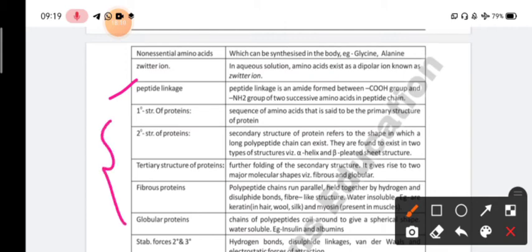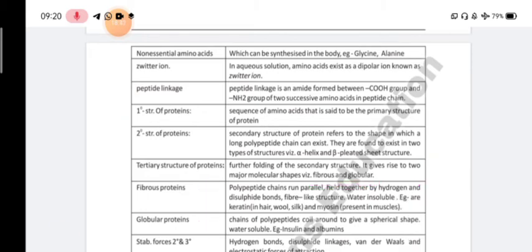It is not that hard. Of 1 degree, 2 degree and 3 degree, that is the tertiary structure of protein. The 1 degree structure is mainly the polymeric structure, and the sequence of amino acids is called the 1 degree structure. In the secondary structure, alpha and beta helices are found, and in the tertiary structure, the folding of alpha and beta helices goes further and gives rise to major molecular shapes, that is fibrous and globular, and these fibrous and globular proteins are described here.